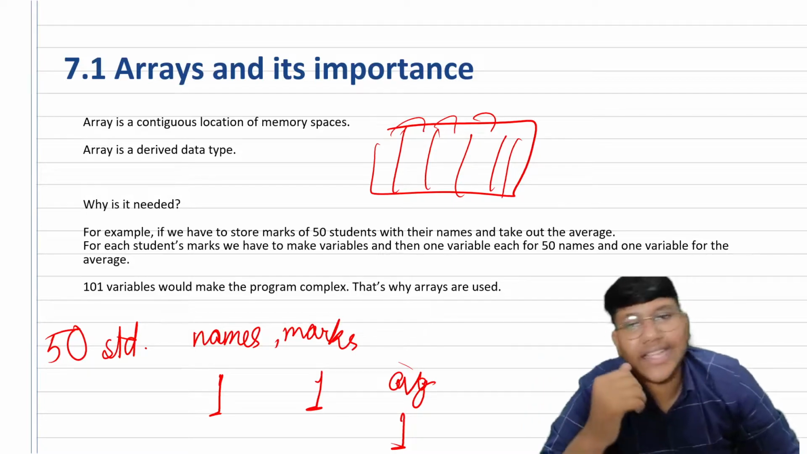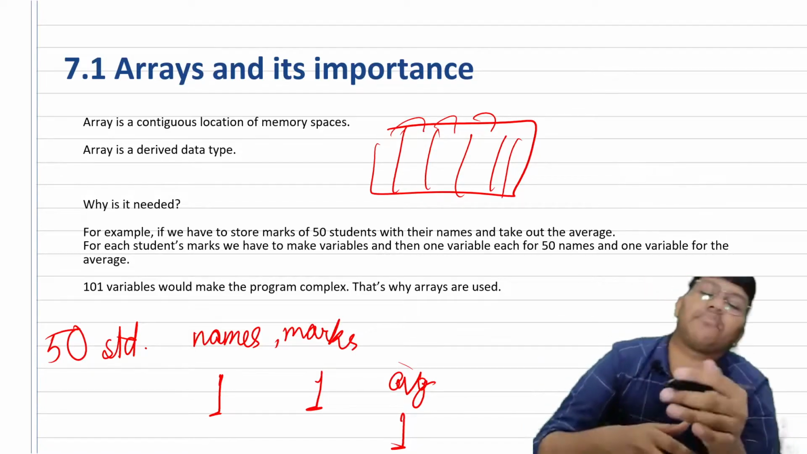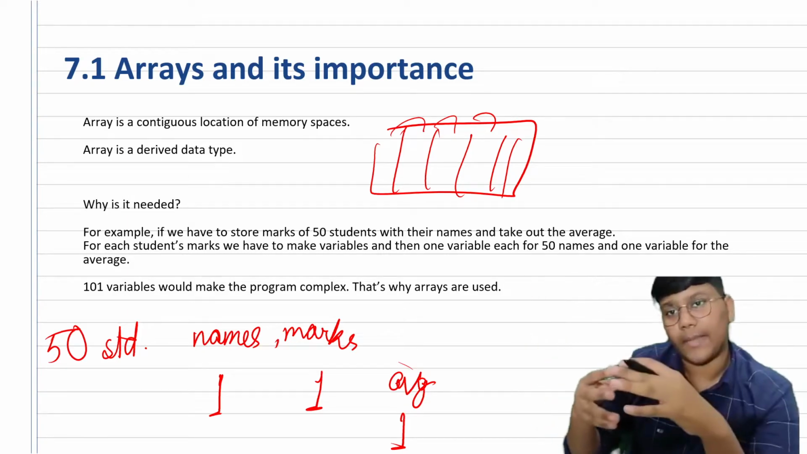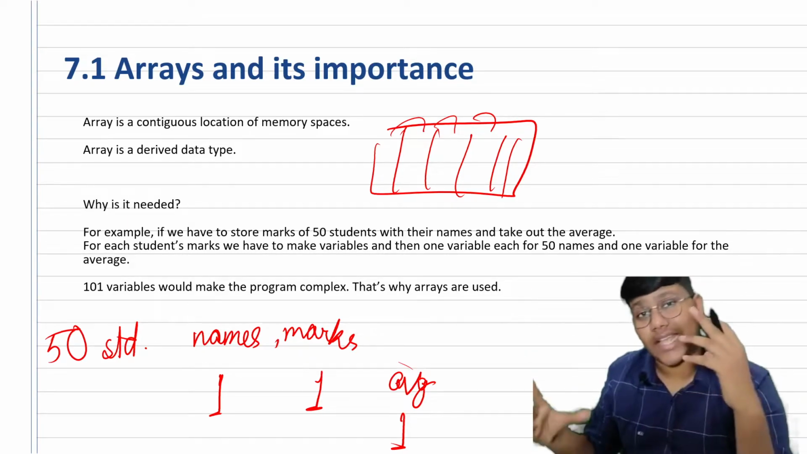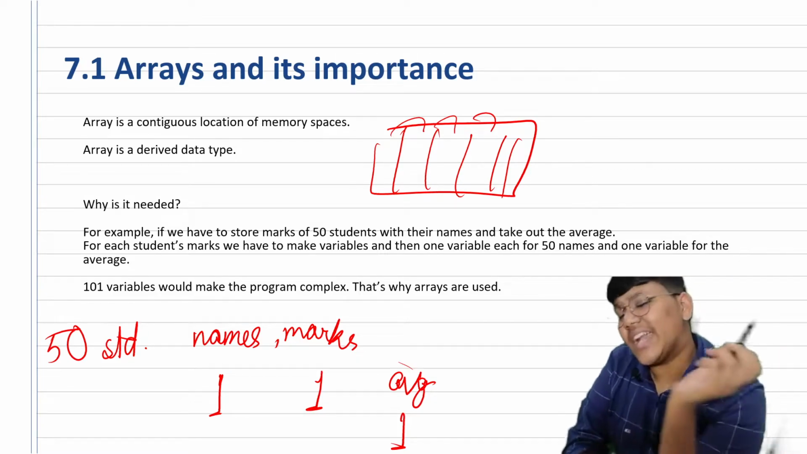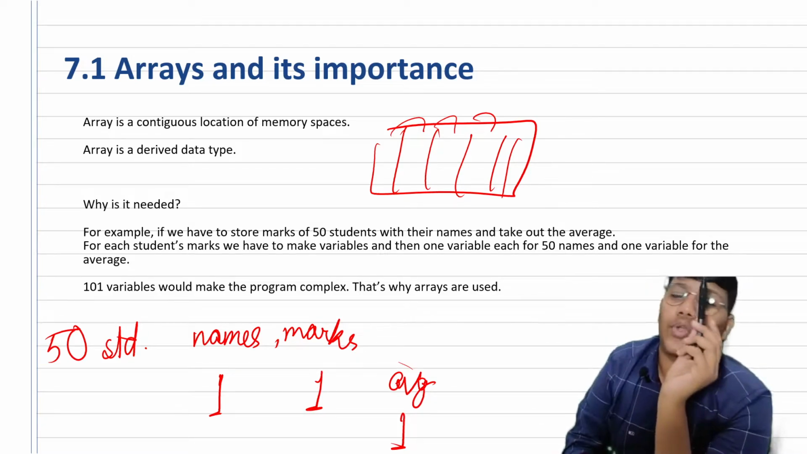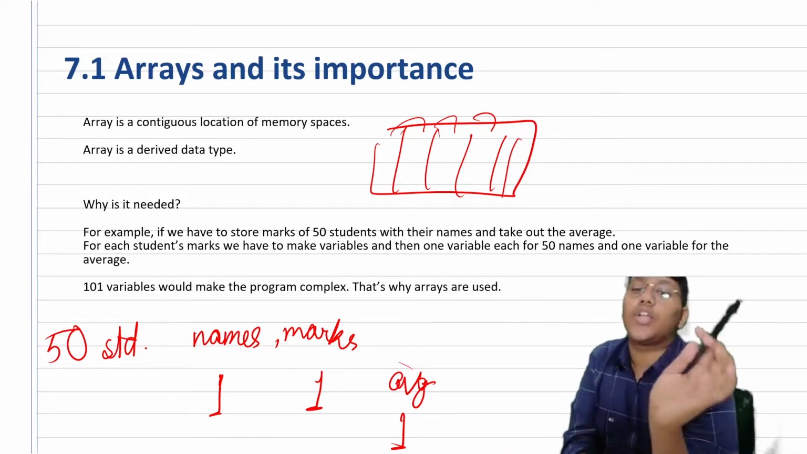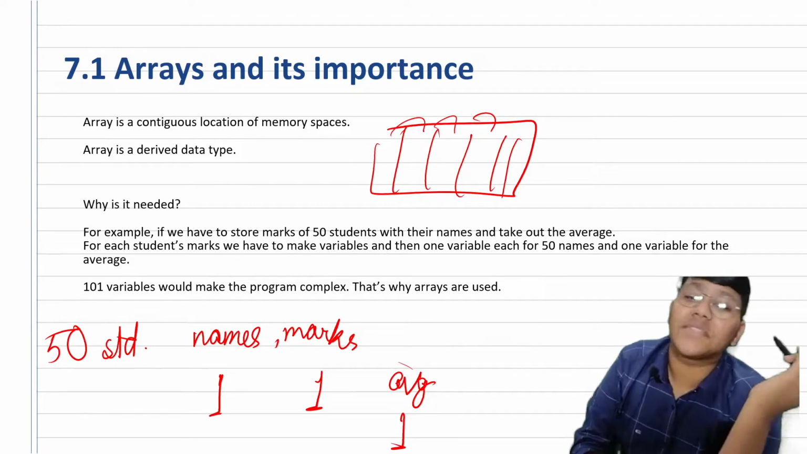Now what are arrays? Arrays are contiguous location of memory spaces. Arrays can store many values of data in one place. This comes under encapsulation. So instead of creating 101 variables that would make the program complex, we are using just 3 variables, 2 arrays and 1 variable, to keep the program simple.